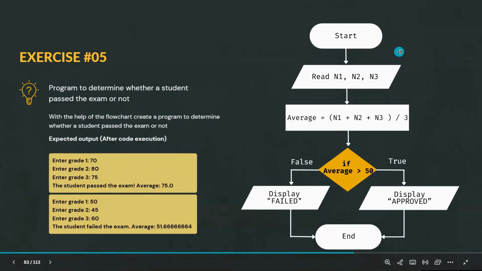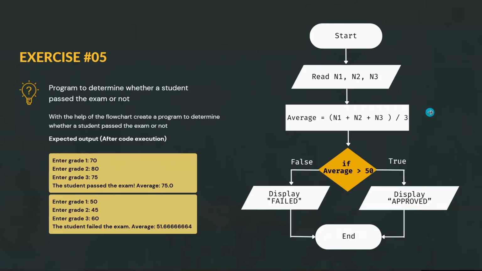So we take three grades, find the average. If the average is greater than 50, the student passed. Otherwise, the student failed. Okay, let's write the program.